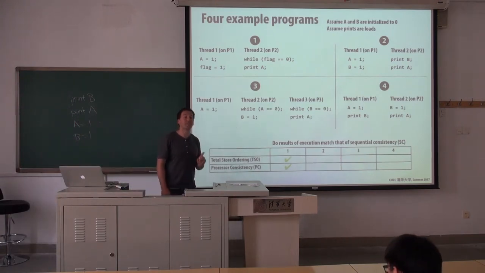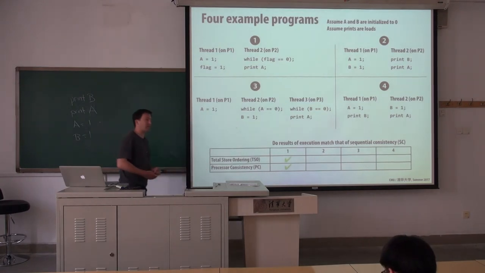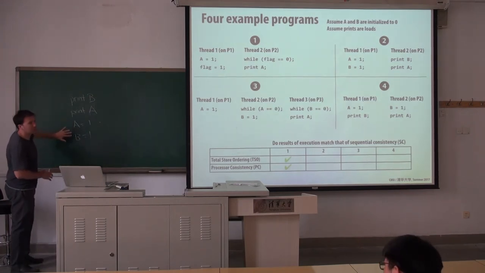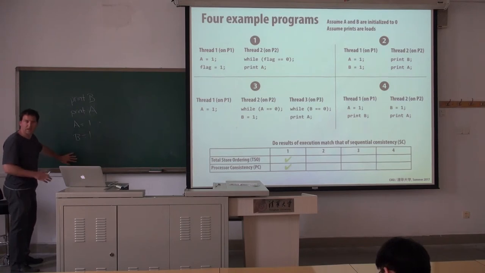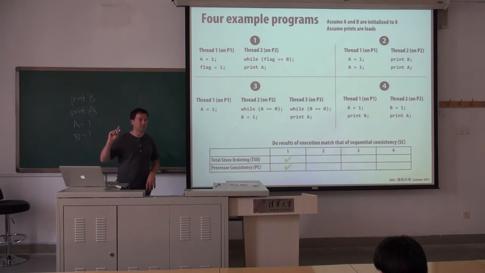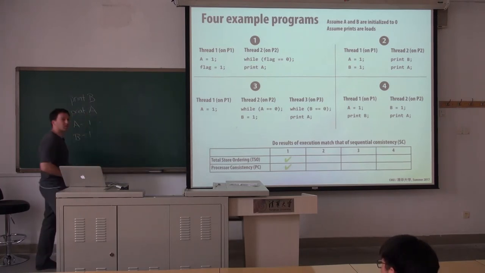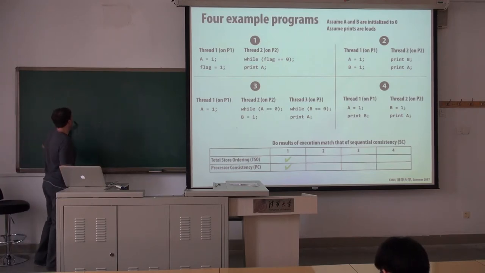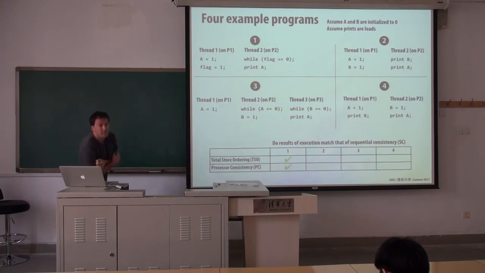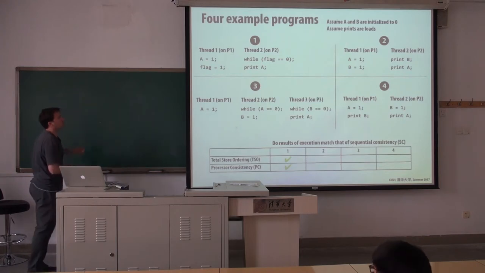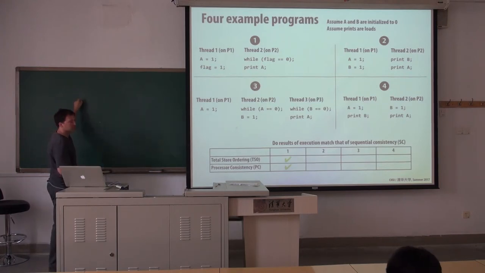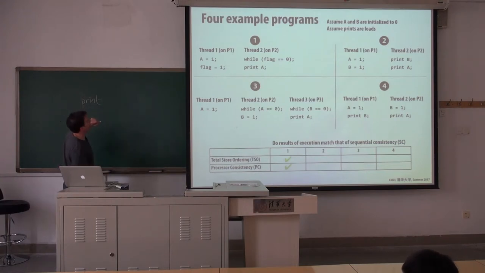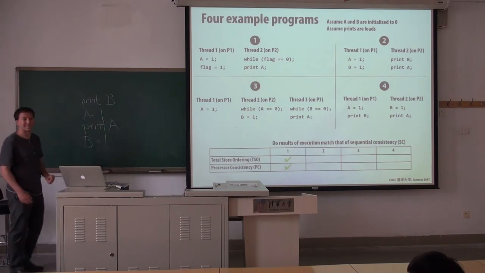What is another option on what can be printed? 1, 1. That one makes sense too, because let's just say that A equals 1, B equals 1 happens first, and then print and print. Absolutely. So we can print 0, 0. We can print 1, 1. And there's one more option that can be printed. 0, 1. So what's the order that needs to happen for that? It can be print B, A equals 1, print A, B equals 1. Correct. This would print 0, 1.